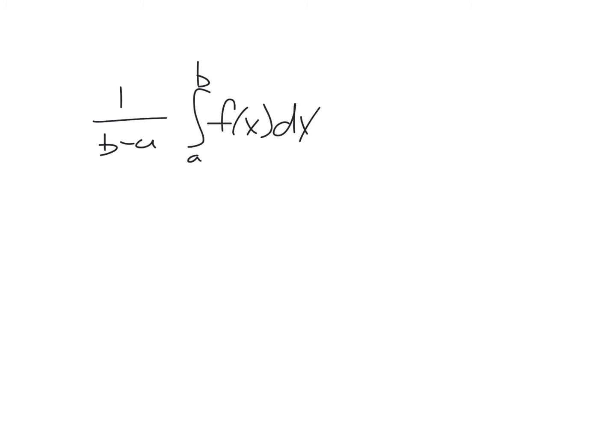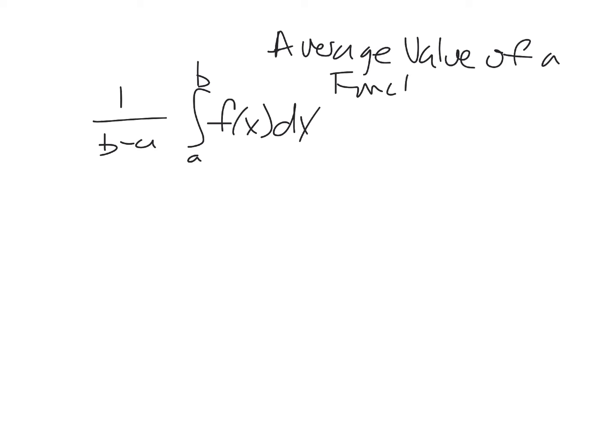This formula right here is called the average value of a function on an interval, I should add. Okay, so we have our basic integral that we've done before. We find the integral of this, and then we multiply by 1 over b minus a, b being the upper limit and a being the lower limit.